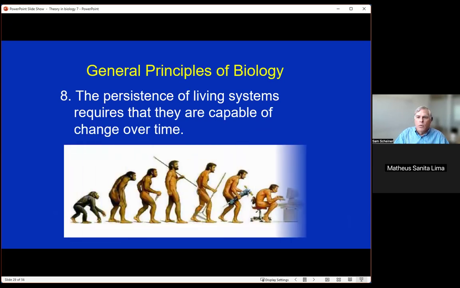So number 8, we said living systems persist. Persistence of living systems requires that they're capable of change over time. And again, that exists at the level of an individual, right? You as an individual persist from moment to moment because inside of you, you've got a metabolism, which is churning away. So that's change over time. Your metabolism stops, you drop dead. And over geological eons, living systems persist because of evolution, right? That evolutionary change allows biospheres to adjust to changes in climate, for example, over time.